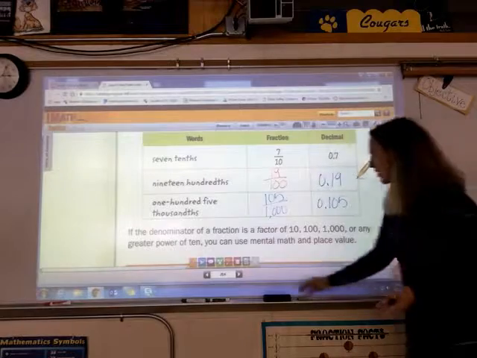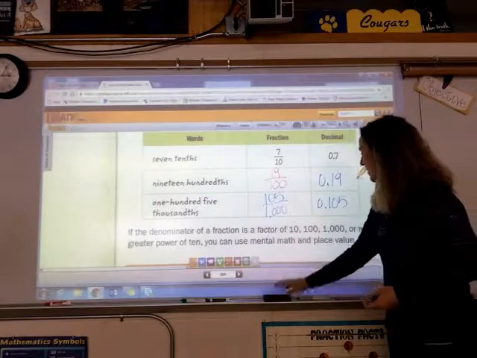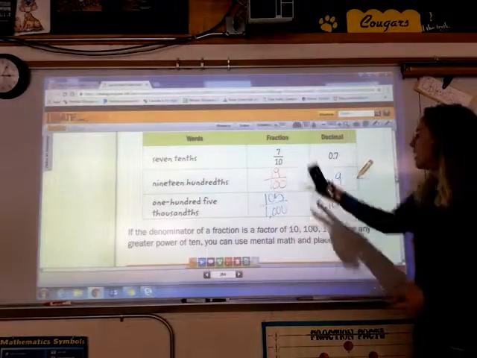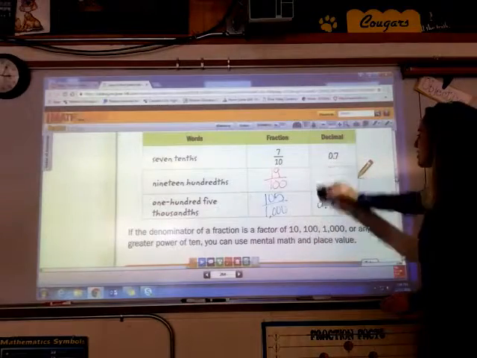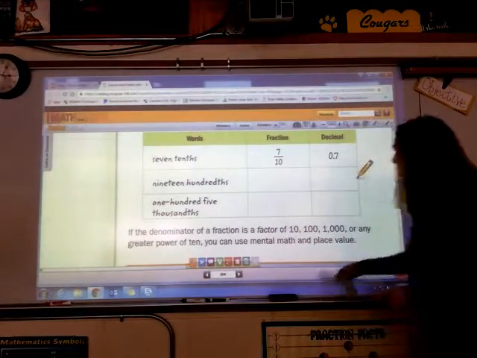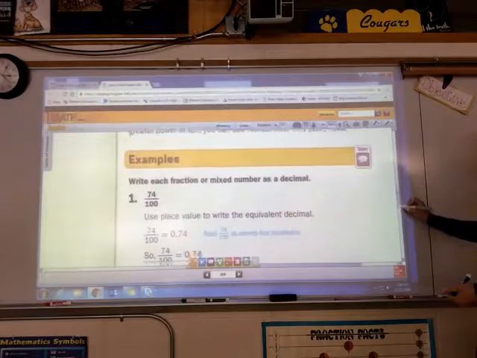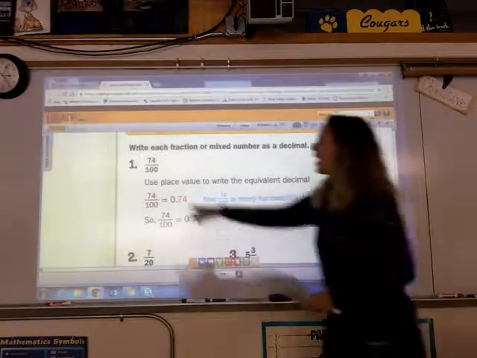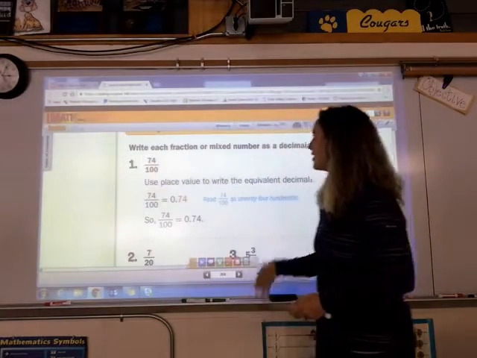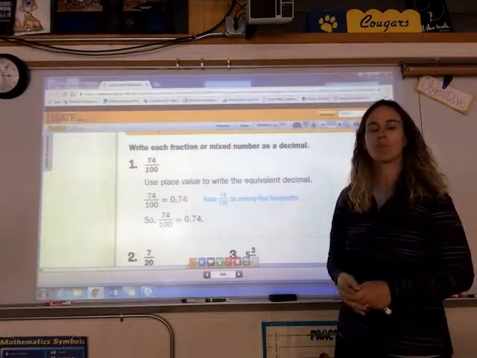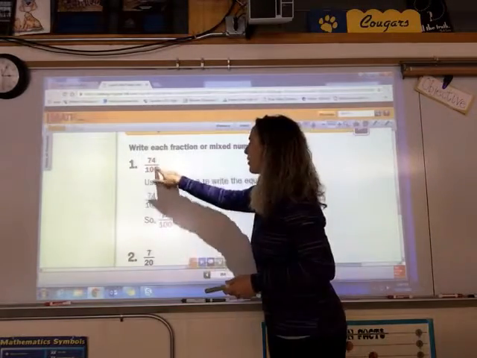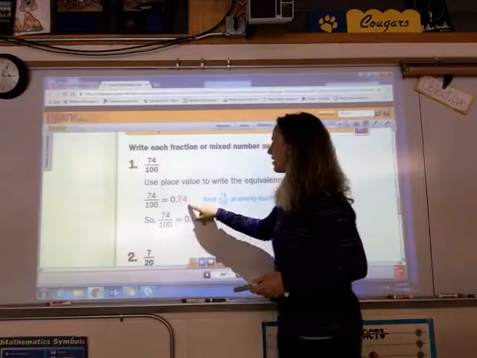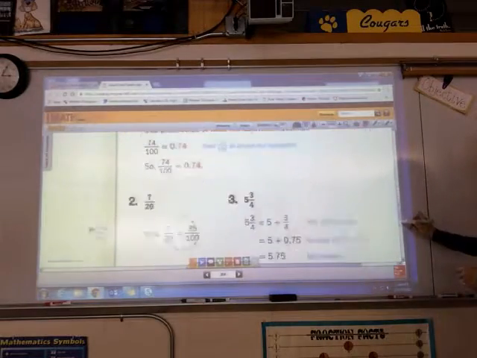Again, if your denominator is a factor of 10, 100, or 1000, writing them as fractions and decimals becomes pretty easy. Next thing we're going to look at are a couple examples. Fraction of 74 over 100. If you're writing that as a decimal, just read it and write it out. So 74 hundredths, and I have the decimal.